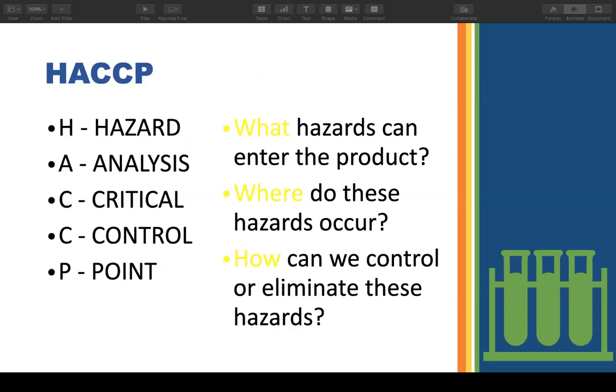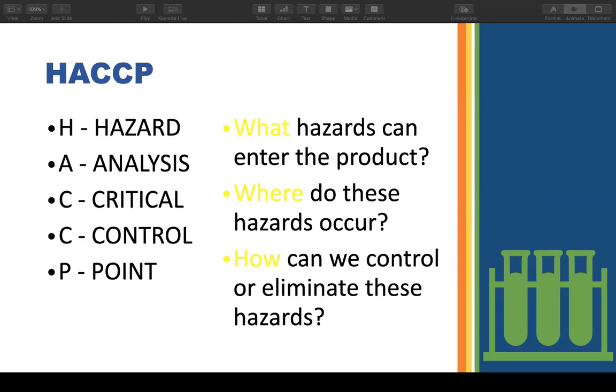So this is the full form of HACCP, that is Hazard Analysis Critical Control Point. So, what hazards can enter the product? That is what I explained to you before: physical, biological, and chemical. So when do these hazards occur? These hazards occur when we do not take proper care of the food, like during manufacturing, during distribution, even while consuming. If you don't clean the product properly, then hazards might occur.